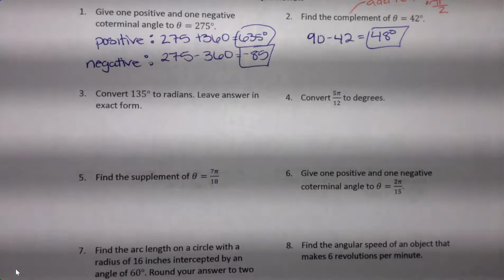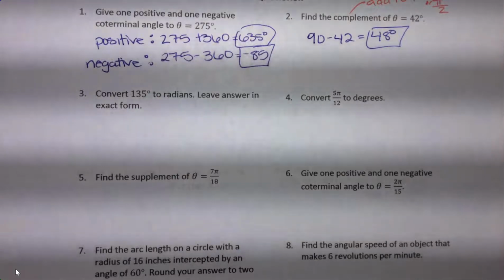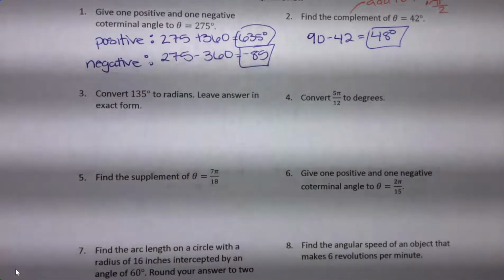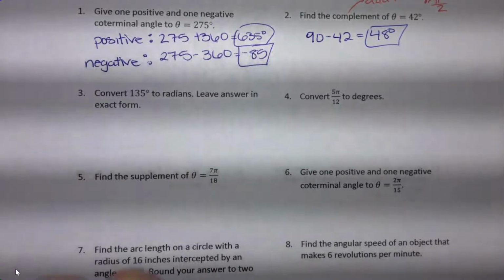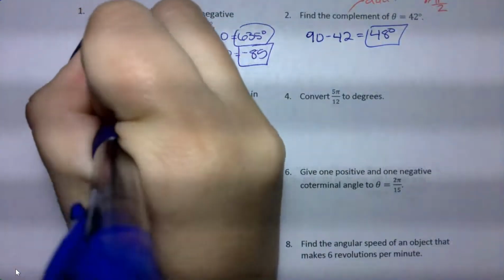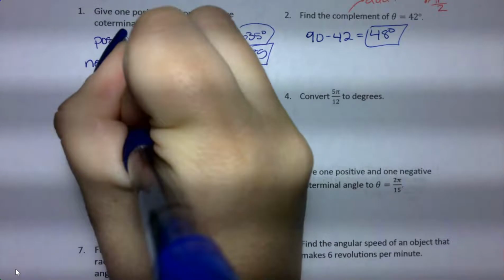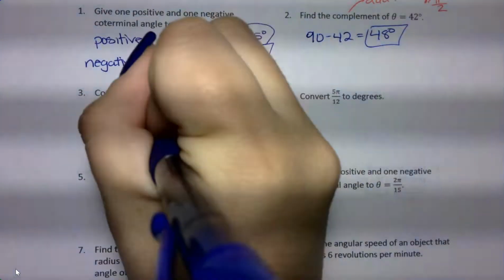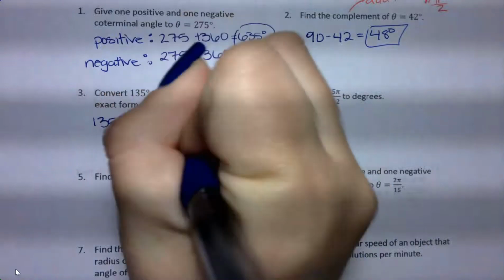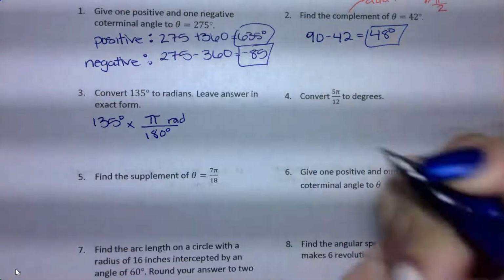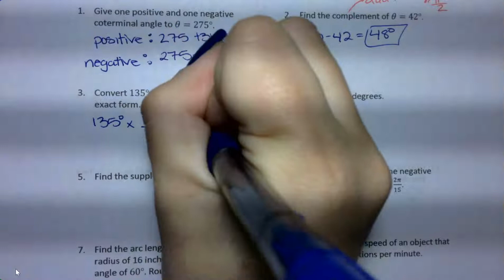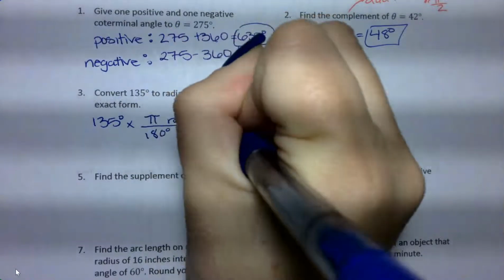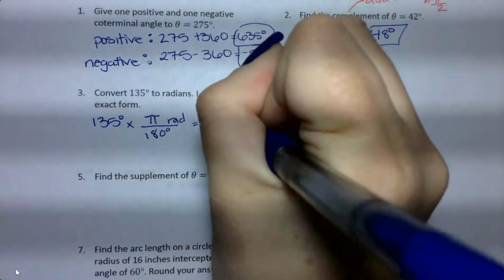Okay. Number 3 wants me to convert degrees to radians and then to leave my answer in exact form, so leave the pi. I'm going to start off with the 135, then I'm going to multiply by my conversion factor, which is pi radians over 180 degrees. So I can rewrite this as 135 over 180 times pi.